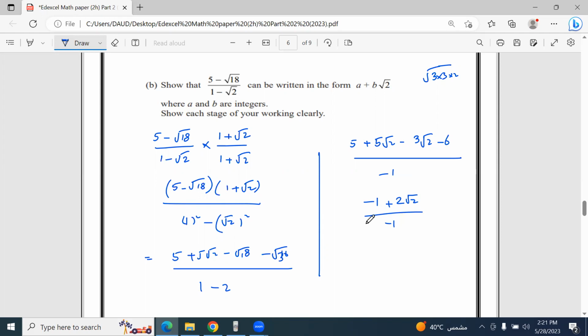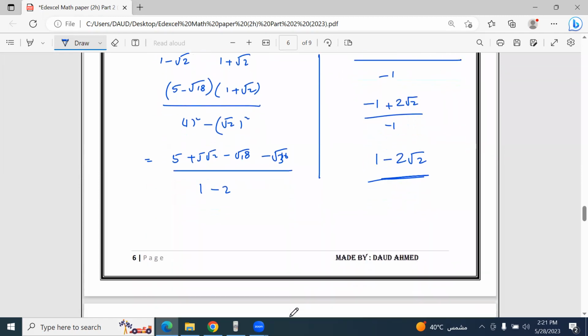If you multiply minus, that gives us plus 1 minus 2 square root of 2. This is our last answer of question number 17. We will move next, 18.